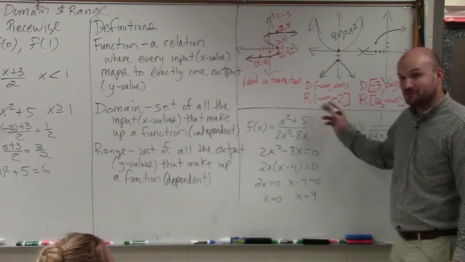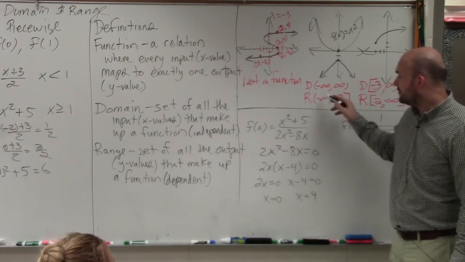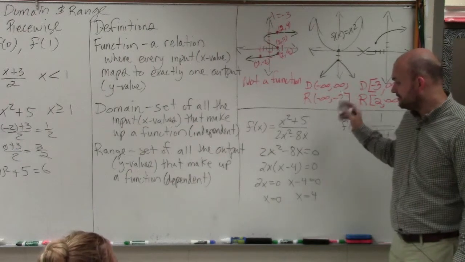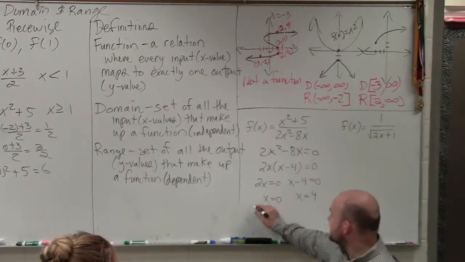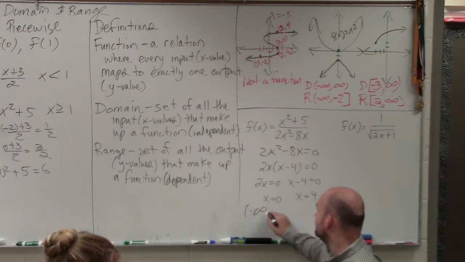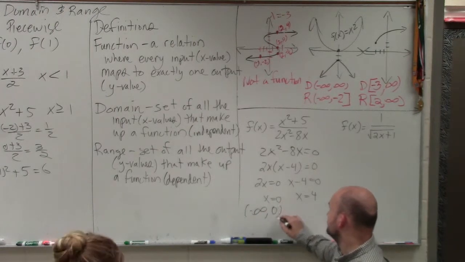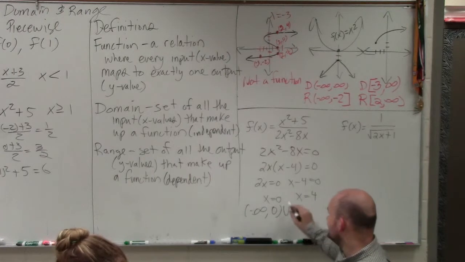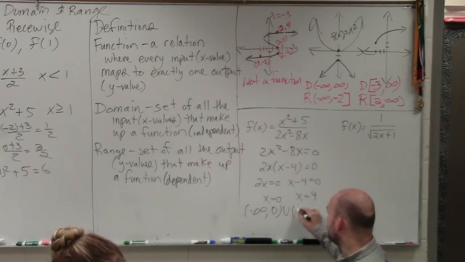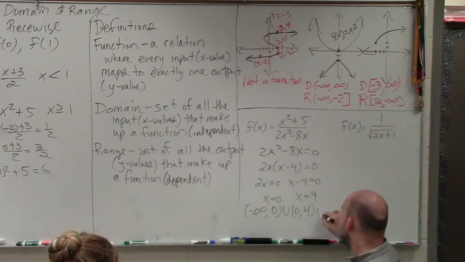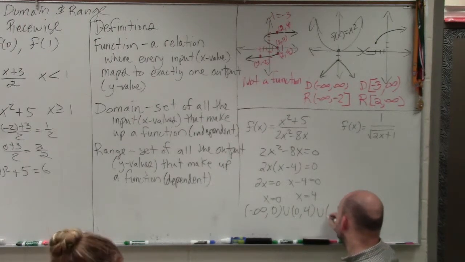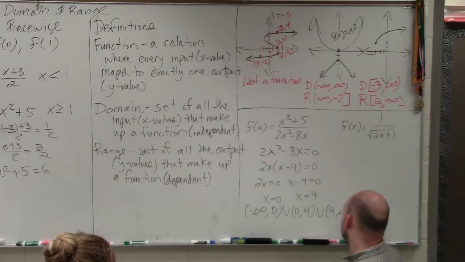We have to write the domain, right? So the domain in interval notation contains everything except for these numbers. Therefore, it's going to go down to negative infinity, all the way to 0. Union, it's going to go between 0 and 4. Those are not contained because they're not a part of our domain. And then union, it goes from 4 to infinity.